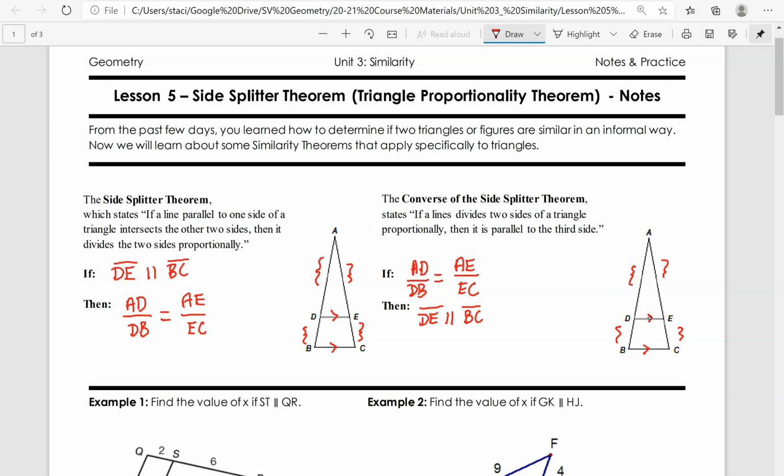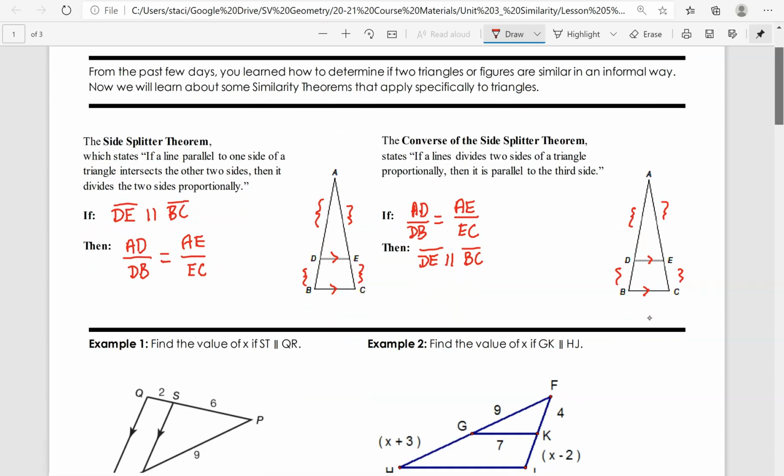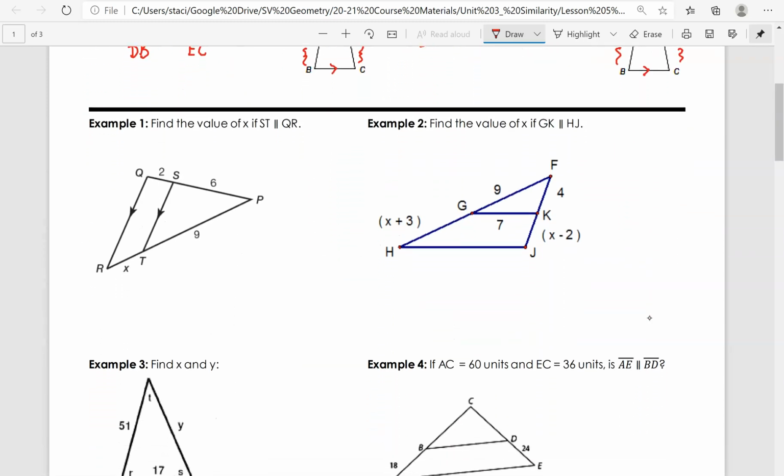We're going to look at 4 problems where we apply the side splitter theorem. If we look at this first example, I see these arrows here which tell me that these two sides are parallel to each other. That means the ratio of side PS to QS is going to be equal to the ratio of PT to TR. If I substitute these values in, I have 6 over 2 is equal to 9 over x. If I cross multiply, or I could scale up or scale down, whatever works for you, I get that x equals 3.